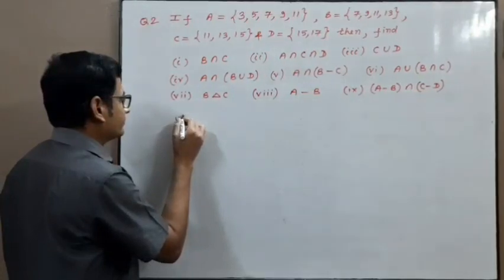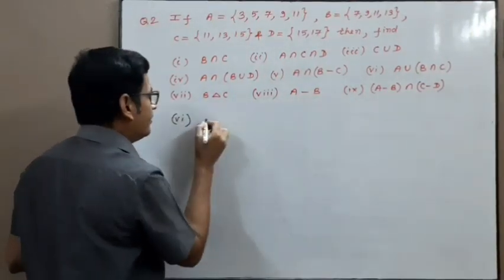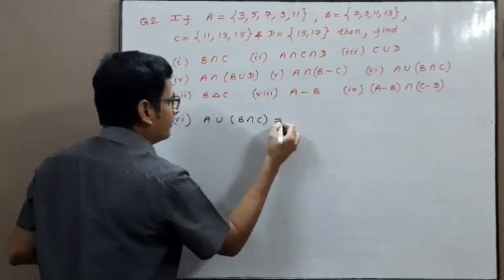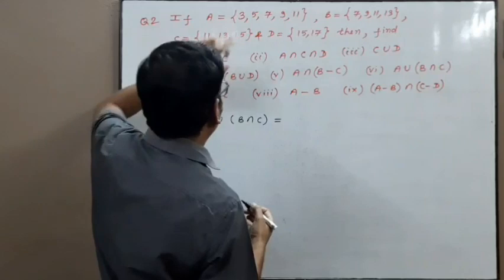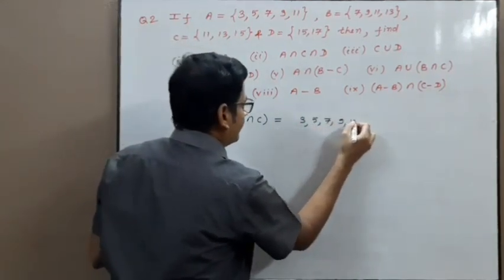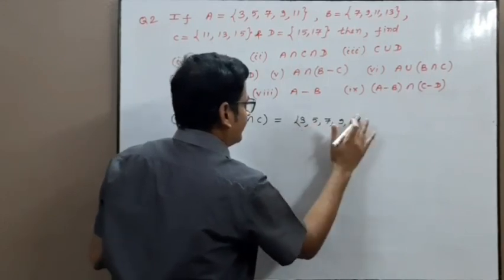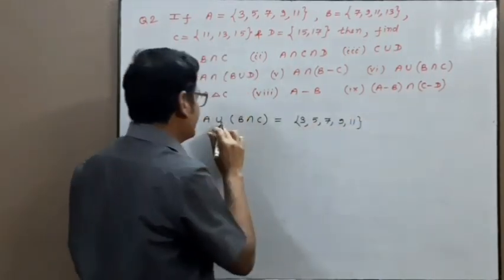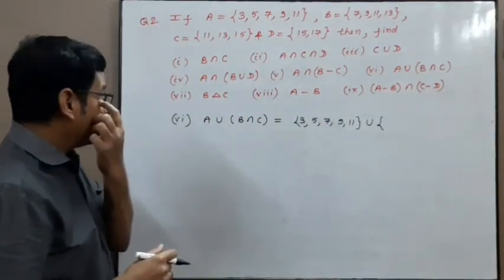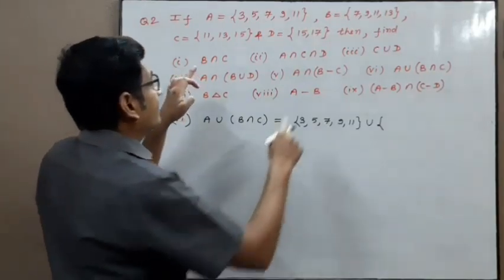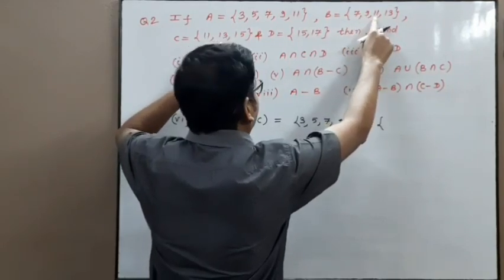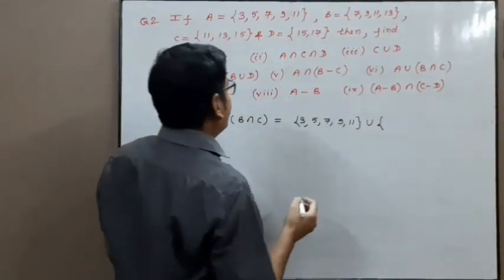Sixth part, (A union B) intersection C is equal to set A, {3, 5, 7, 9, 11}, union B intersection C. What is common between B and C? Just check. 7, no. 9, no. 11 and 13. B intersection C is {11, 13}.